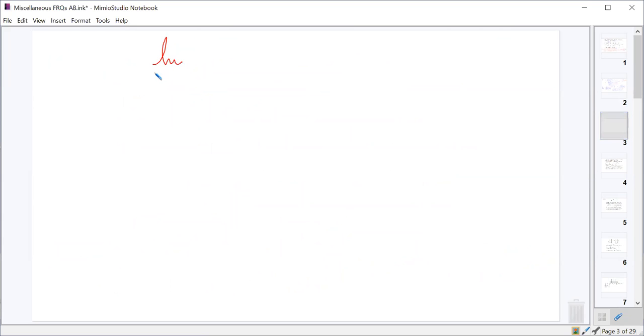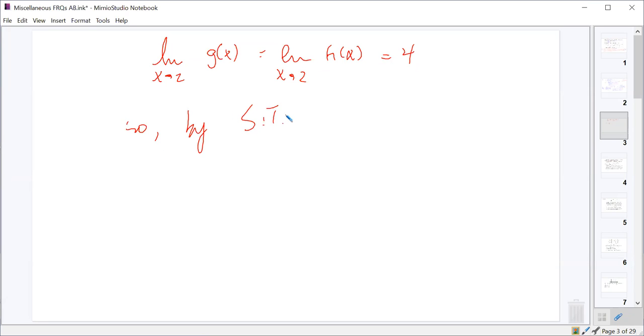Okay. Yeah. So the best thing to say would be something like, we know that the limit as x approaches 2 of g of x equals the limit as x approaches 2 of h of x, and they're both equal to 4. And so we would say by the sandwich theorem or the squeeze theorem, the limit as x approaches 2 of k of x is also equal to 4. That'd probably be the best way to put it.